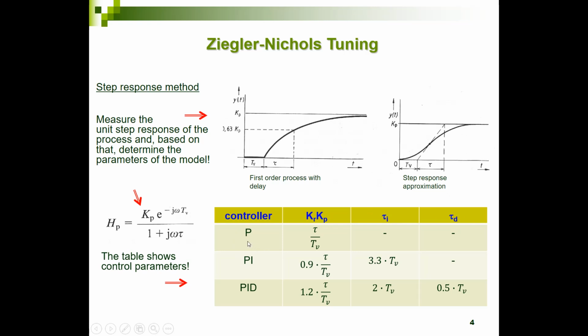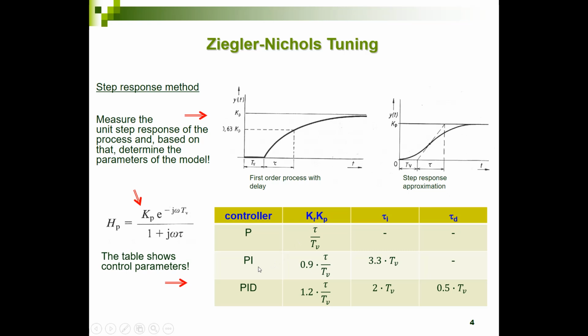First of all, let's look at a P controller type. When we want to use a P controller, we can define the multiplication of the proportional gain times the gain of my system, so Kr times Kp, as tau over Tv. So when you calculate tau and you divide tau by Tv, you get the product of Kr and Kp. So Kr is tau divided by Tv, and that divided by Kp.